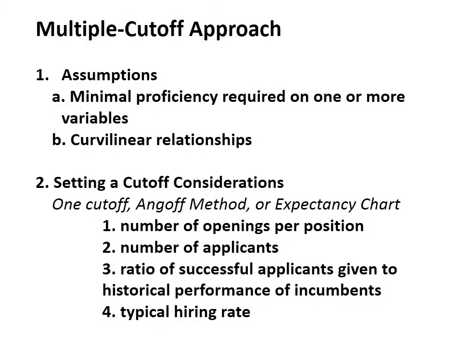Another method for setting the cutoff considerations is the Angoff method, and this is basically just a way to take advantage of multiple raters. So the Angoff method suggests that you get a group of subject matter experts to look at each predictor, and they rate what they think would be the minimum cutoff for proficiency. You then add all those up and average them, and that's where you get your cutoff score.